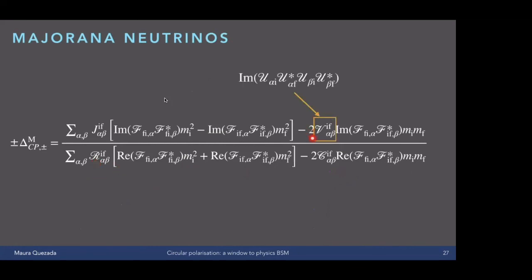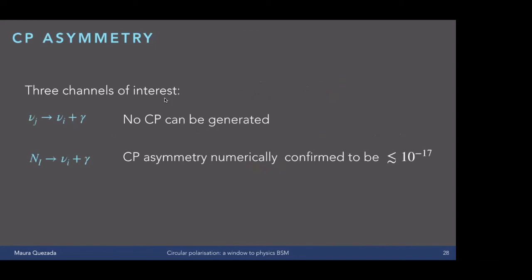And in this case, we have this new definition here, which only appears in the case of Majorana neutrinos. Again, these functions here are just a full computation of the addition of all loop computations. In this scenario, we have three channels of interest. One is an active neutrino decaying into an active neutrino plus a photon, which, as I said before, because this neutrino mass is smaller than the W boson mass, has no CP asymmetry. It cannot be generated in this case.